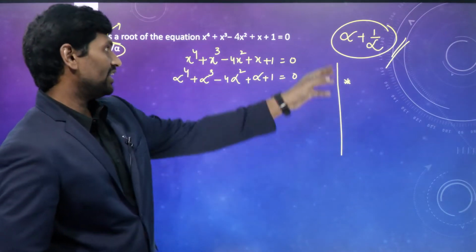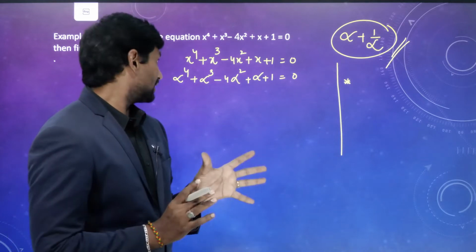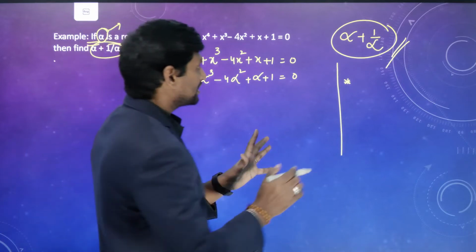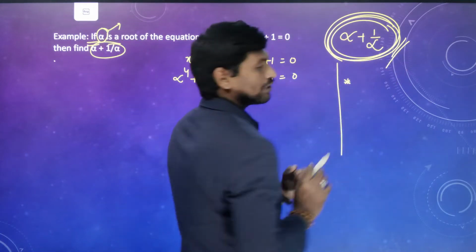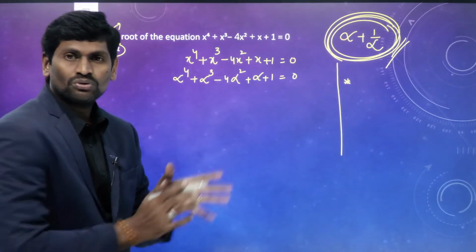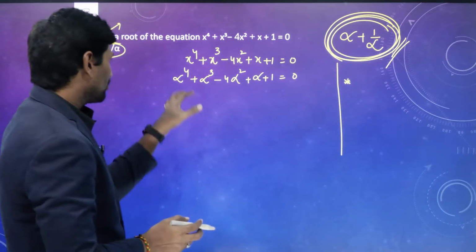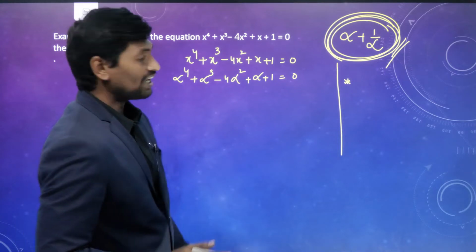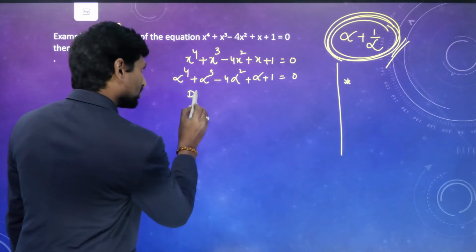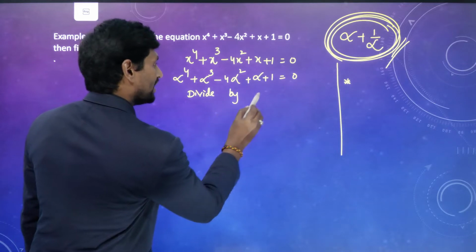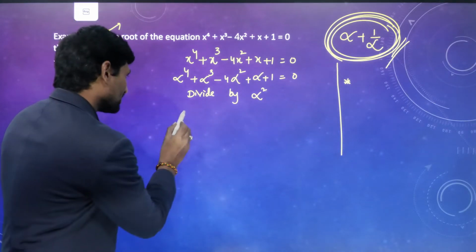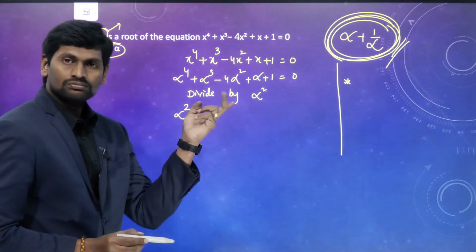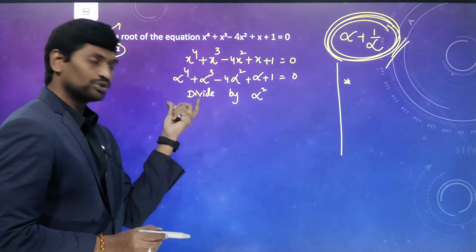But we need to identify alpha plus 1 by alpha. It is somewhat risky, somewhat difficult for us. But we have to convert them into the form of alpha plus 1 by alpha. So using this only, I am going to divide the entire equation by alpha square, both sides. That means alpha power 4 becomes alpha square, because divided by square now, so 4 becomes 2.